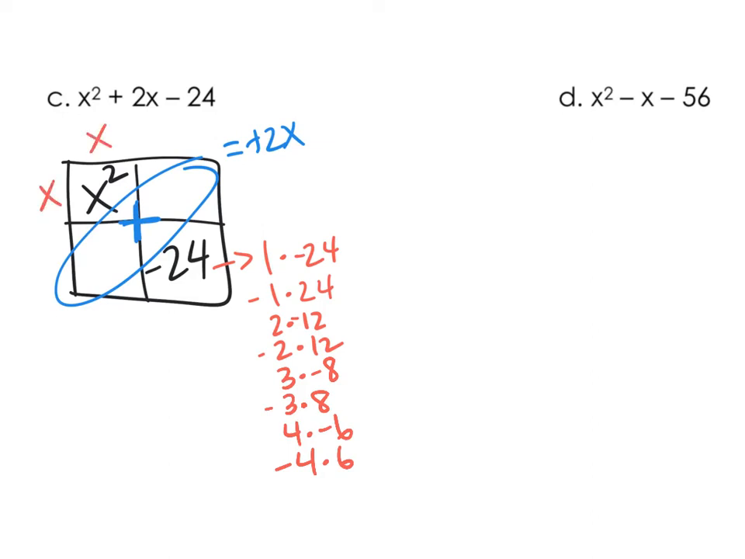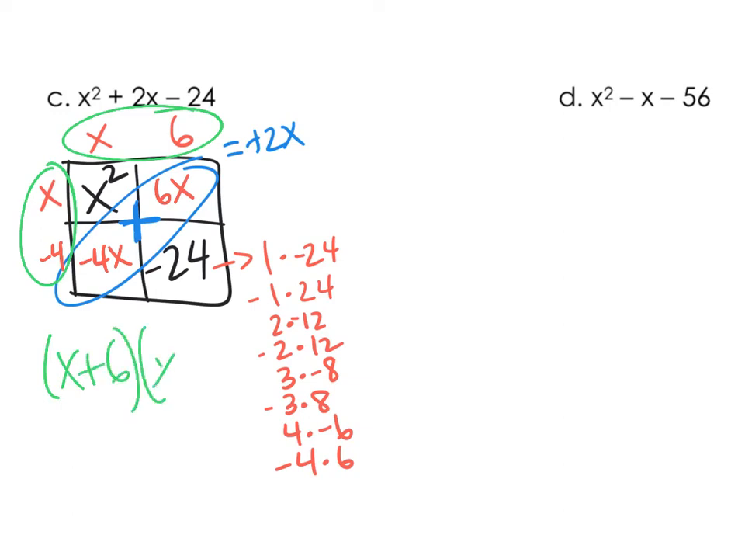X times x is still going to give us that x squared. And after you tried a couple options, you should have come across that 6 and -4 give you a 6x and a -4x, which do add to be 2x. So your answer on this one should have been x plus 6 and x minus 4. Or you could write it the other way, x minus 4 and x plus 6 is the same answer.